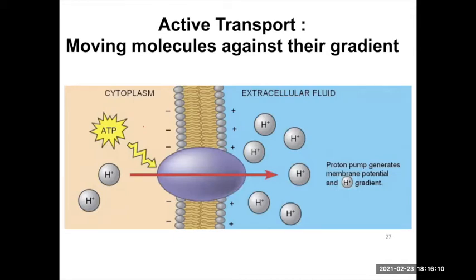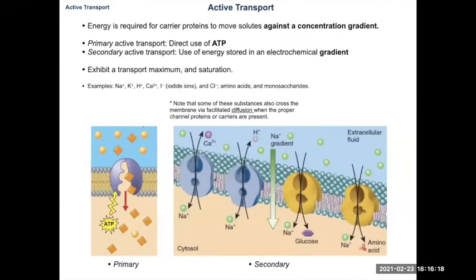And whatever we're going to happen to do with that gradient is various. There's various things we can do with that gradient. Okay, so this is active transport. Energy is the big thing here. It's going to be needed to get those carrier proteins to move solutes against their concentration gradient. And we have two basic types we'll talk about here.